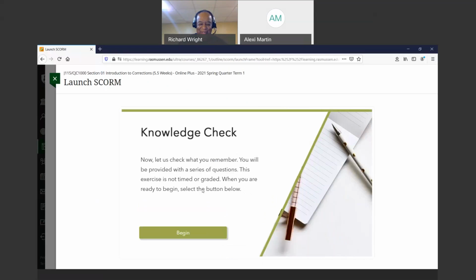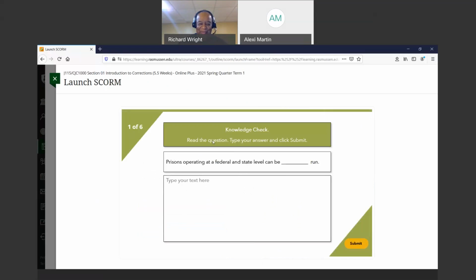Now let us check what you remember. You provide a series of questions, and what this does is it helps you to recall. Read the question and type your answer. Prisons operating at a federal and state level can be blank run, and you type your answer there and then you submit it. So this is something to help you prepare for your quiz, by the way.